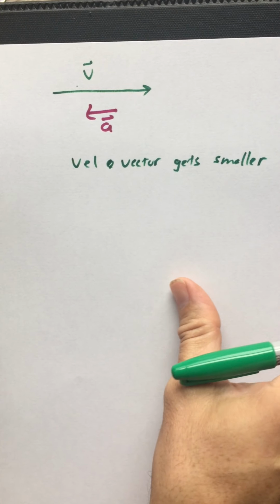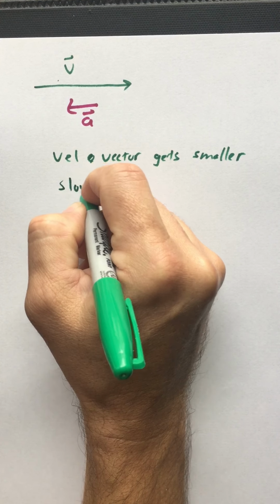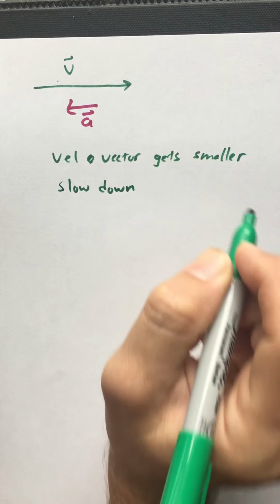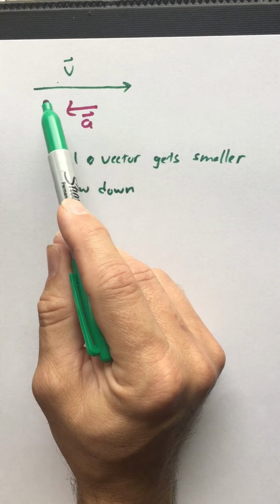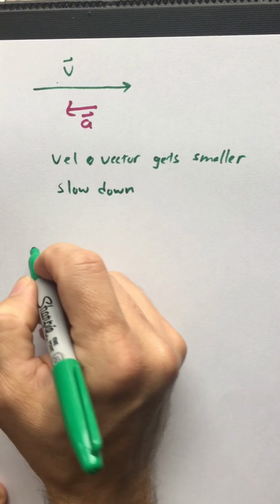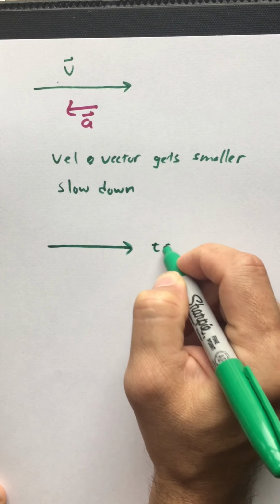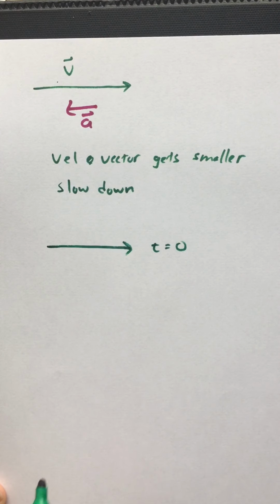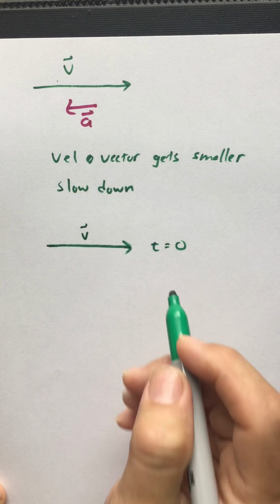What that means, regardless of the direction that you've defined to be positive, the object is going to slow down. When the velocity vector and the acceleration vector are exactly opposite, the object is going to slow down. Now, if we think through this motion, maybe at the first instant of time, t is equal to 0. This is right when I start my stopwatch. My velocity vector looks like this, and I apply this acceleration.